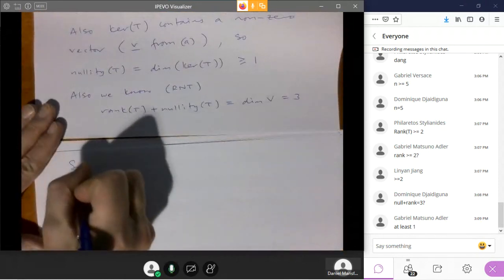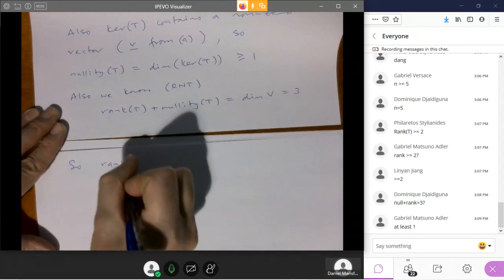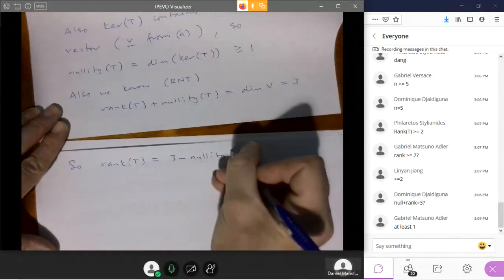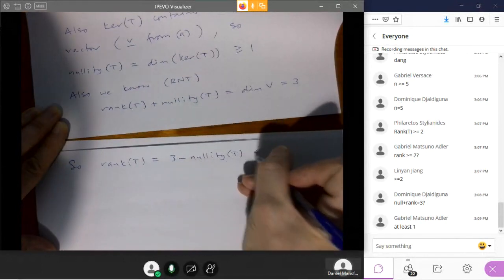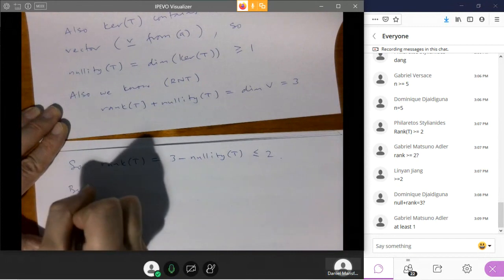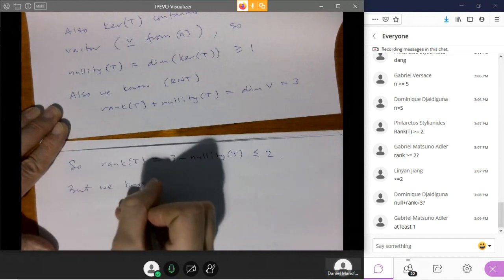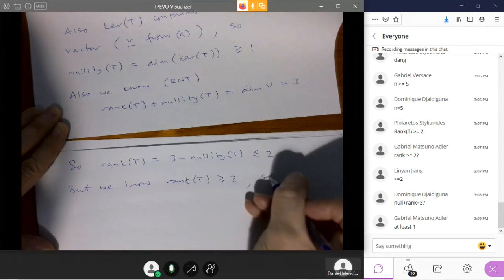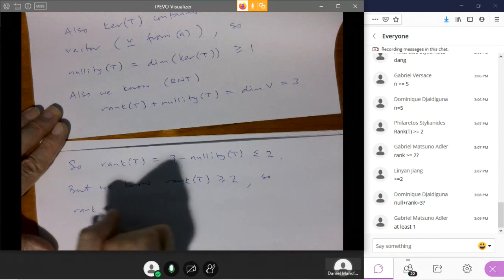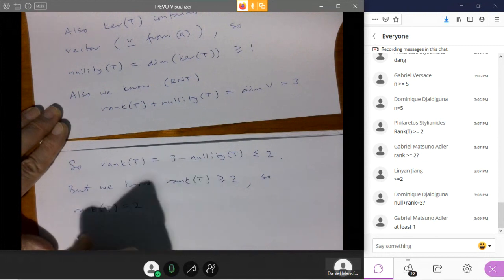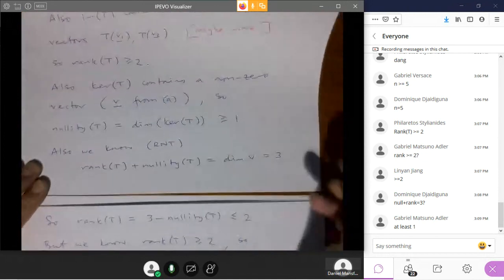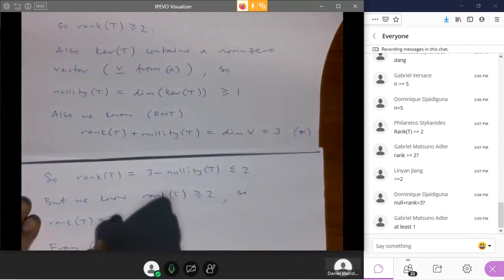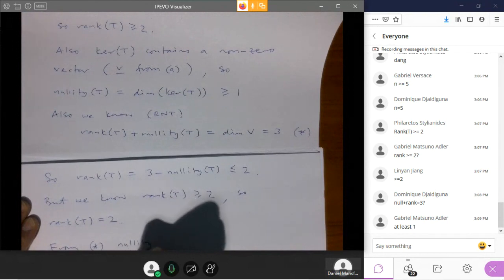Okay, so let's put it this way. Let's say the rank of t equals 3 minus the nullity of t, and that's going to be less than or equal to 2. But we know rank t is greater than or equal to 2. And so how can those two things be true simultaneously? Only one way, which is that rank of t equals 2. And then from the rank nullity equation, let's give that a label perhaps, equation star. So from star, we get nullity of t equals 1, and we've finished the question.